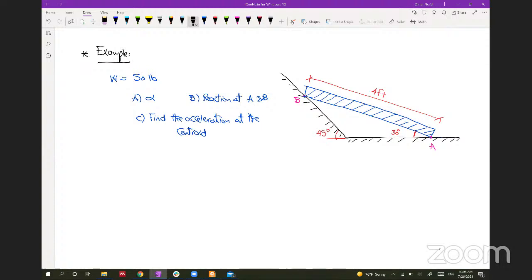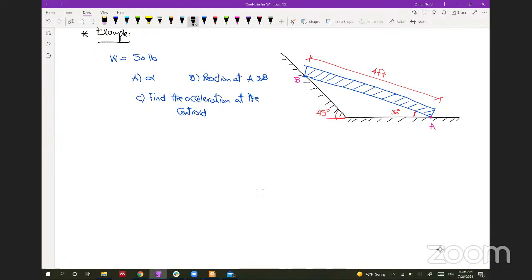Okay, so we have, this is not 45 degrees.